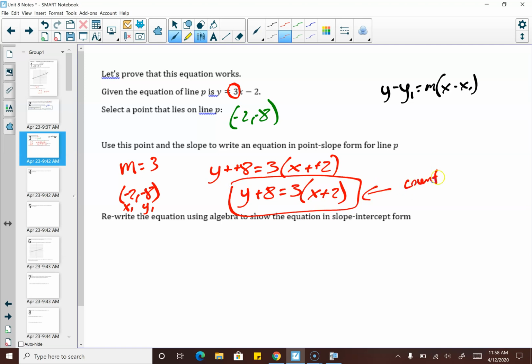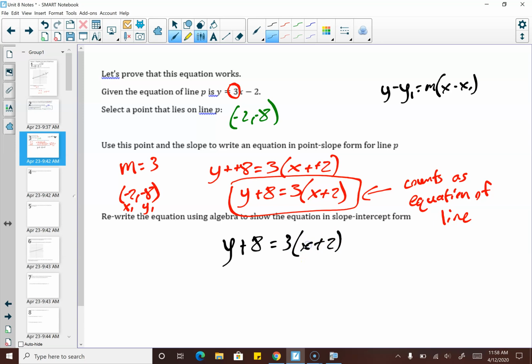And this counts as an equation of a line, okay? So you don't have to always make it look like y equals mx plus b unless it asks you to. If it just says to write the equation of the line, now this one said point slope, but if it just says write the equation of the line, you can stop right there. In the last piece though, we want to rewrite the equation using algebra to show the equation in slope-intercept form. So basically what we want to do is, just to show you that it's the same as the y equals 3x minus 2, we want to take this equation and make it say y equals.